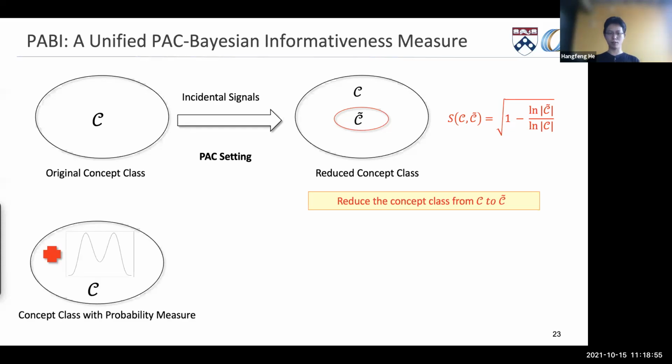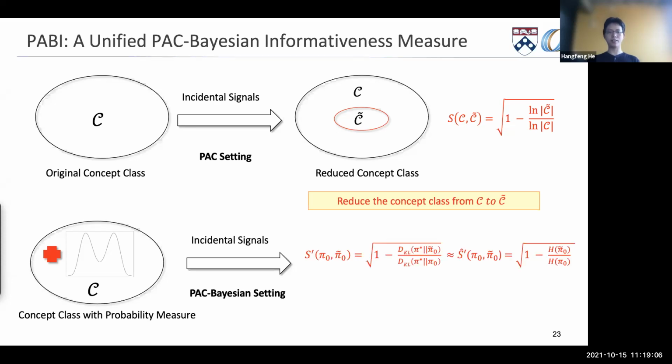Now we can consider more practical cases where the concept class is associated with some probability measures. This is known as the PAC-Bayesian setting. We will use incidental signals to impose the prior. Why? Because the key term in the generalization bound for the PAC-Bayesian setting is the KL divergence between the prior and the posterior. If we don't know any information, the prior would definitely be uniform.